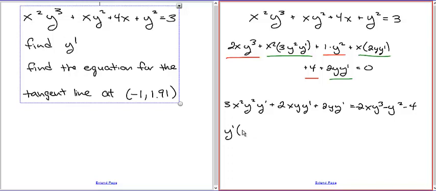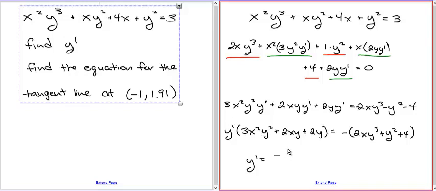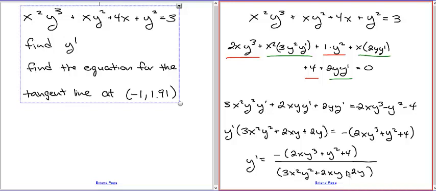Now you can factor out the y prime. So you get 3x squared y squared plus 2xy plus 2y. Those are each factoring out y prime. I'm going to factor out a negative sign here, so I'll get negative the quantity 2xy cubed plus y squared plus 4, because I'm factoring out the negative from every one of them. Now I divide both sides by what's in the parentheses, and I get y prime equals negative the quantity 2xy cubed plus y squared plus 4, all divided by 3x squared y squared plus 2xy plus 2y. Okay, so that is the answer.